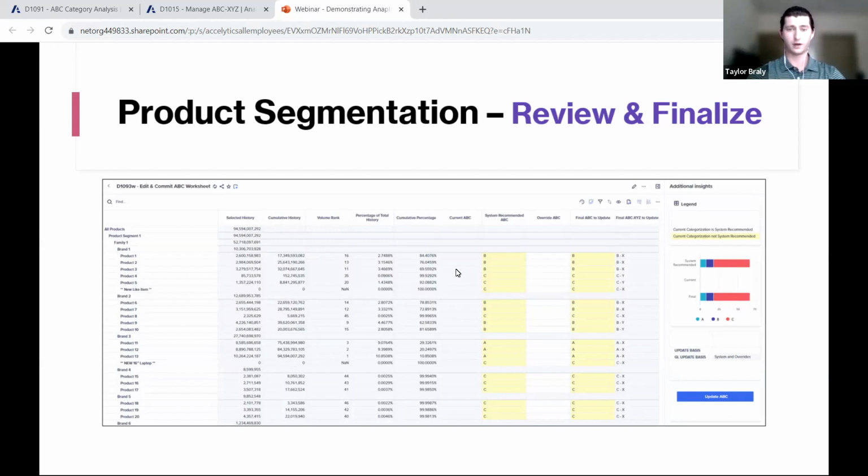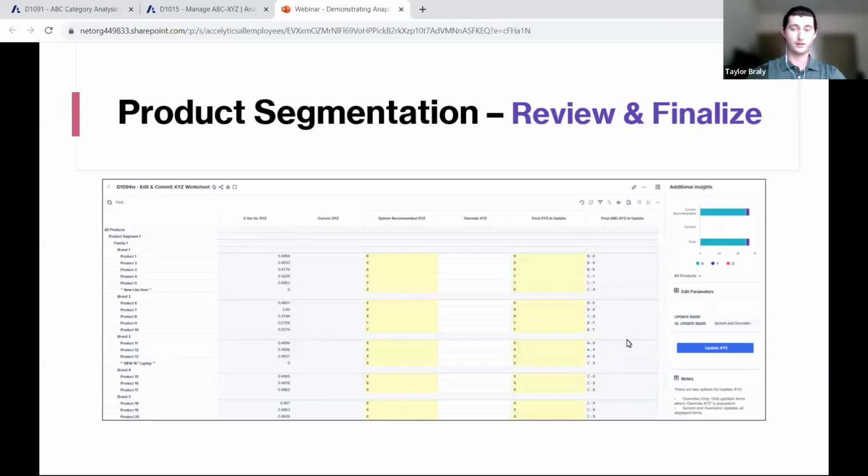Here you have the key points that will inform you of the recommendations the system is making. You are able to allow for overrides and make any custom modifications if you disagree with what the system is recommending. And you are then able to finalize all of the changes that have been made here with this update ABC process.